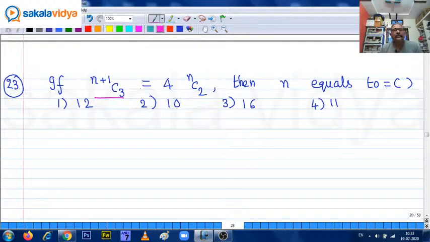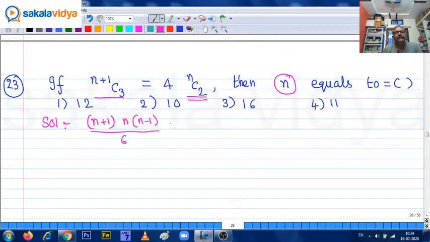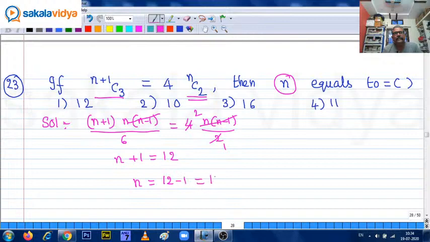n plus 1 C3 is equal to 4 times nC2. Then the value of n we need to find out. Let us see the solution. This n plus 1 C3 means we can write n plus 1 times, subtract 1, you get n, subtract 1, n minus 1, upon 3 factorial, which is 6. 4 times, this is n times n minus 1 upon 2. 2 ones are 2, 2 twos are 4. This n into n minus 1, n into n minus 1 cancel. We have n plus 1 equals 12. n equals 12 minus 1, which is equal to 11. So that means the fourth option is the right option.